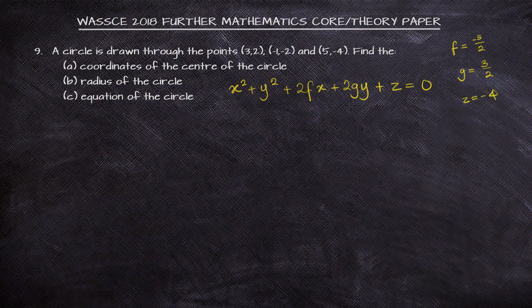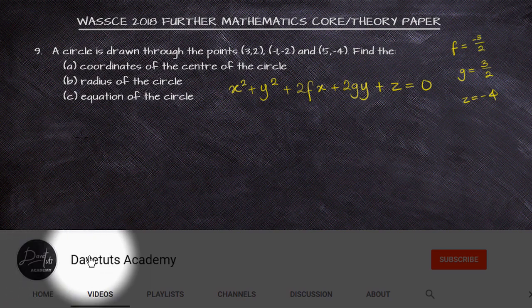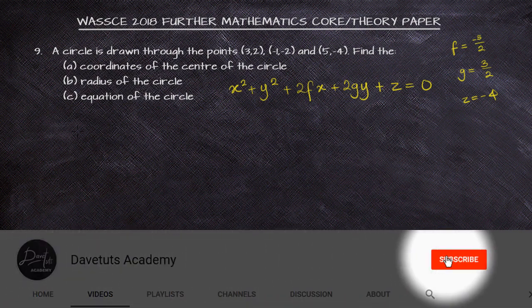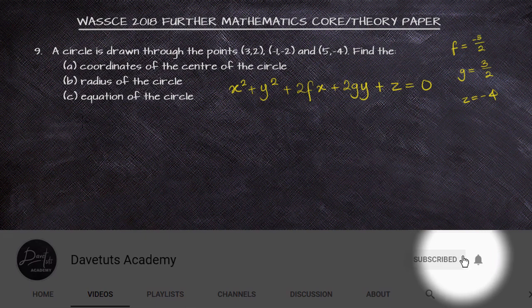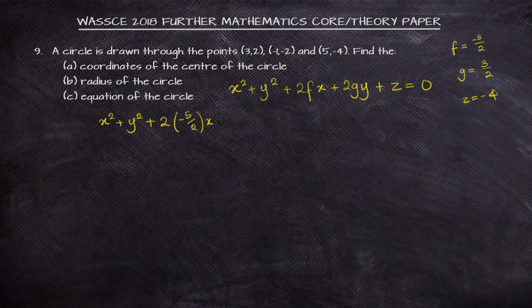Okay, so if I'm to plug in these values into this general format of the equation of the circle, let me go ahead and do that. So I have x squared plus y squared plus 2, my f is minus 5 over 2 multiplied by x, plus 2, my g is 3 over 2 of y, plus z is minus 4, that's equal to 0.